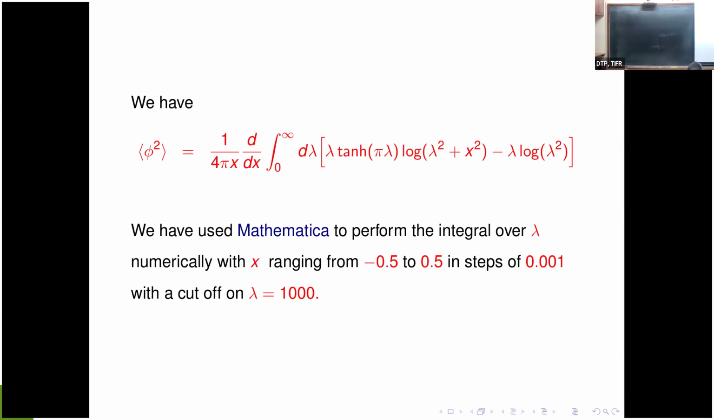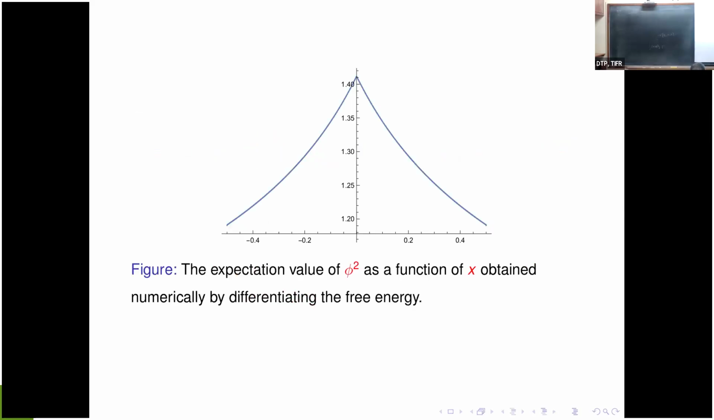So we change x in steps of 0.5 units, and here is the plot actually. This is the expectation value of phi squared as you vary x, and you can see the structure here. This is what we get when you just numerically plot the expectation value of phi squared.